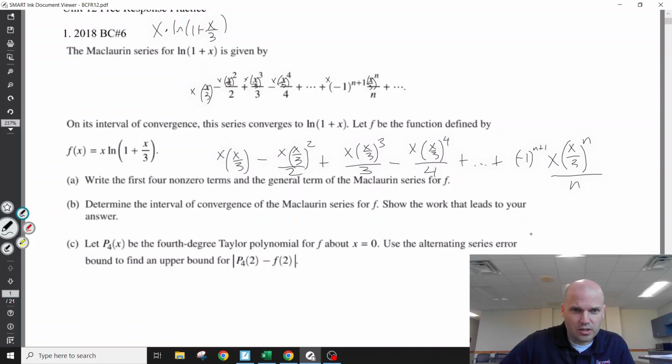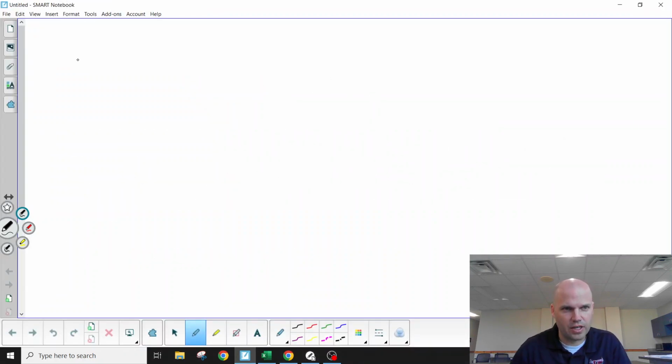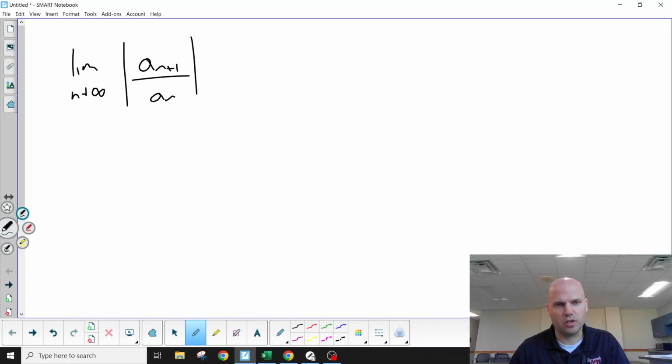Now, we need to determine the interval of convergence for this Maclaurin series for f. This is where it gets tricky. You have to use the ratio test. Whenever you see an interval of convergence, we use the ratio test. So to use the ratio test with this, it might be easier to simplify it, but let's pretend we don't. So let's do the ratio test. Ratio test says, as we look on forever and ever, does the next term divided by the previous term always have a ratio that's less than 1?